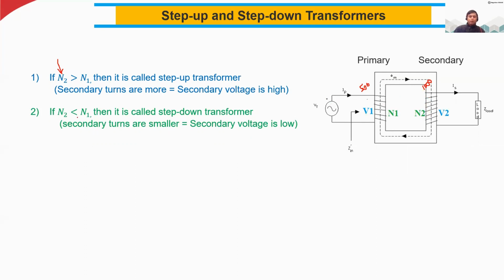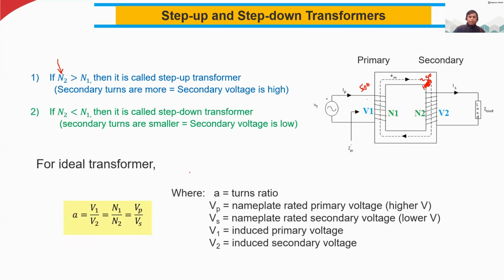And similarly, N2 can also be less than N1. In that case it will be the opposite. Let's say this is 500, and instead of 1000 here, we have just 250. Then the voltage induced in the secondary winding will be much lesser than the primary side, so we can also step down. So based on the N2 and N1 values, we can step up or step down the secondary voltages. For ideal transformers, this is the same formula. I repeat it in each slide because we are going to use this in the problems now. So a is equal to V1 divided by V2, and also N1 divided by N2.